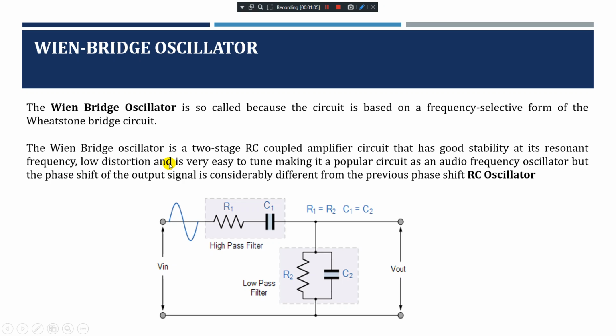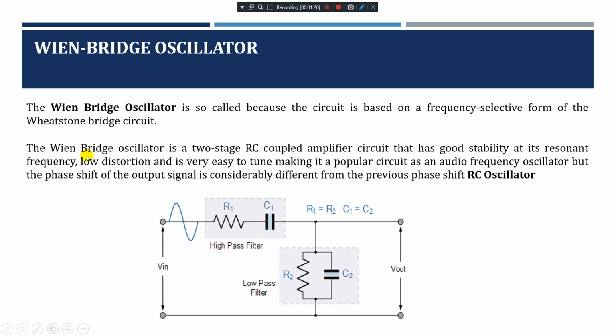The Wien bridge oscillator is a two-stage RC coupled amplifier which has a good stability in its resonant frequency, so low distortion, and it is very easy to tune, making it so popular for your audio frequency oscillators.